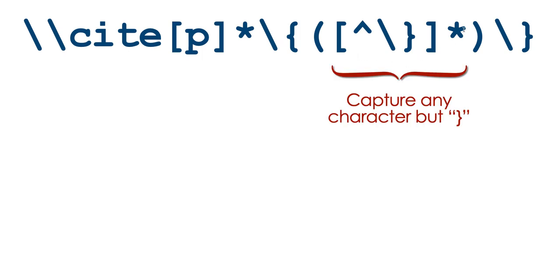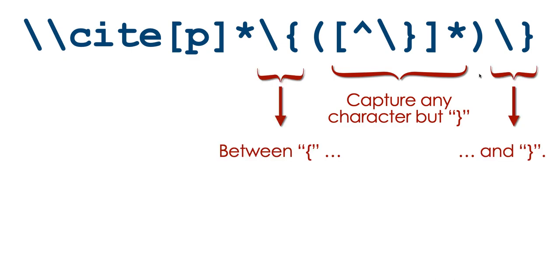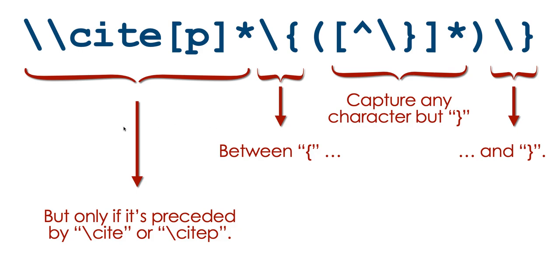So here we are capturing any character. This is what the star is doing. That's capture any character but the right curly bracket. So this hat denotes a negation, so we do not want to capture the right curly bracket because that denotes that the cite or citep command has ended. So we are only interested in capturing anything that's inside of the curly brackets. So of course we capture anything that's between the left curly bracket and the right curly bracket, but only if all of that is preceded by the \cite or \citep command.